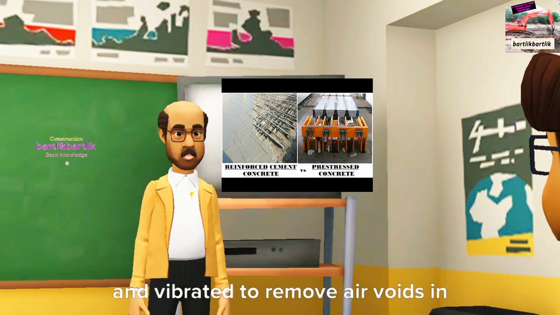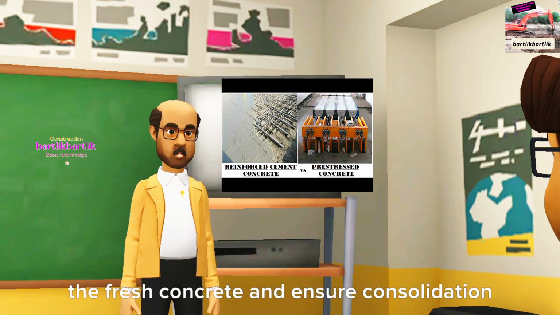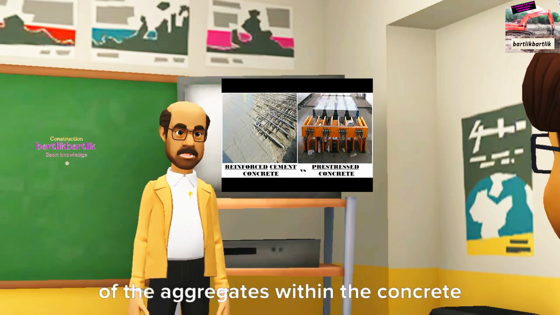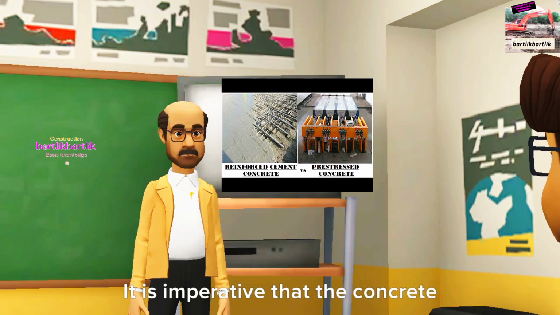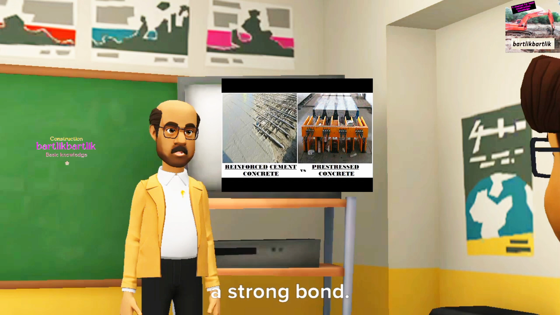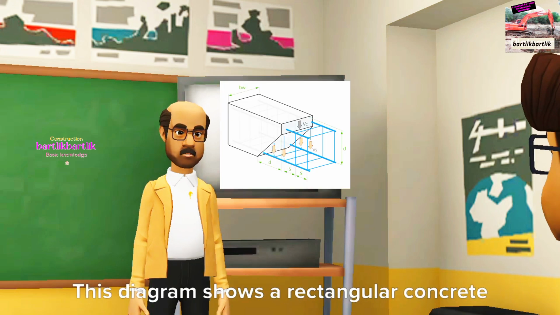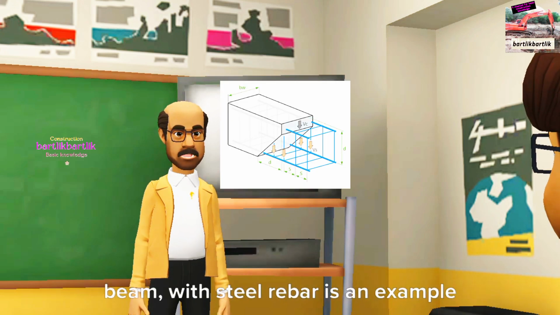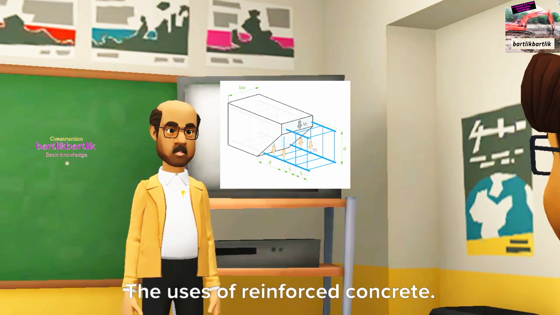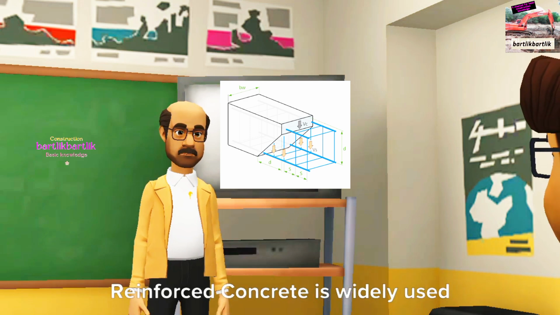Concrete is then poured into the formwork and vibrated to remove air voids in the fresh concrete and ensure consolidation of the aggregates within the concrete mixture. It is imperative that the concrete completely surrounds each bar to ensure a strong bond. This diagram shows a rectangular concrete beam, with steel rebar as an example of a reinforced concrete member. The uses of reinforced concrete.